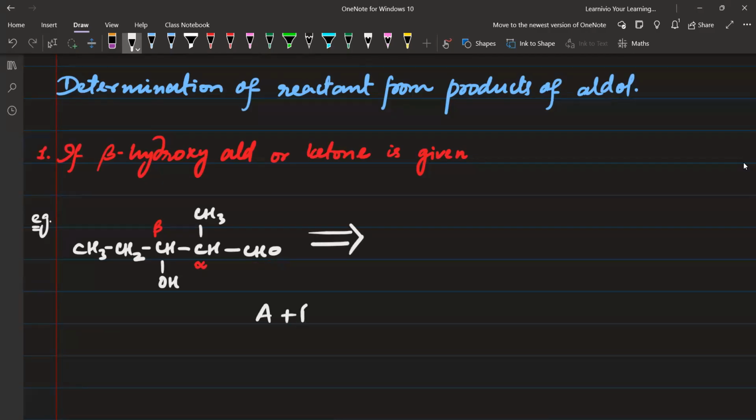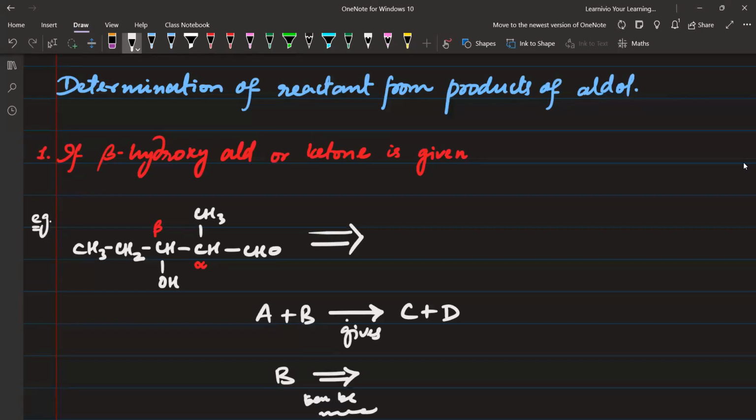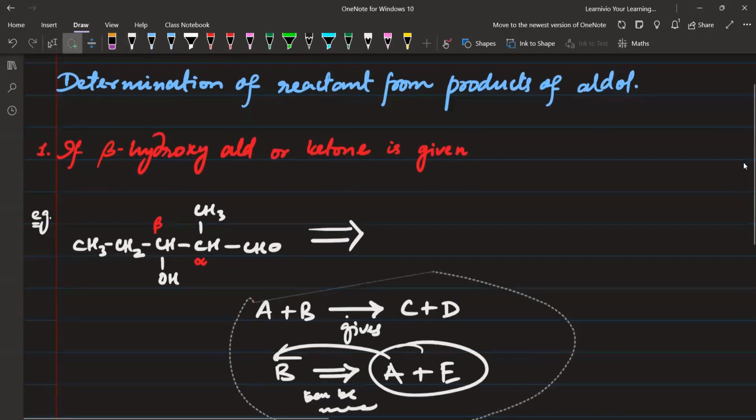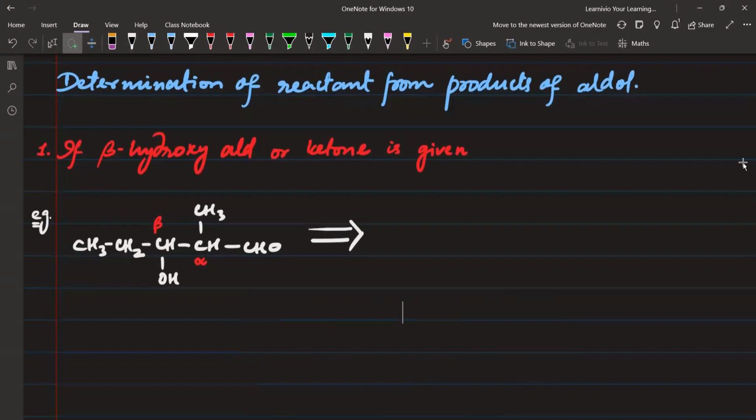For example, A plus B gives C plus D. When we write a simple arrow, it is treated as gives. Now if I write this arrow, for example, B can be made by, this arrow translates to can be made by A plus, let's say, E. If you react A and E, then you will get B. So this is known as the retrosynthetic arrow. We are using it just as a symbol. It's not in your syllabus, by the way.